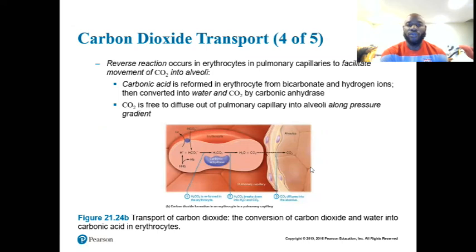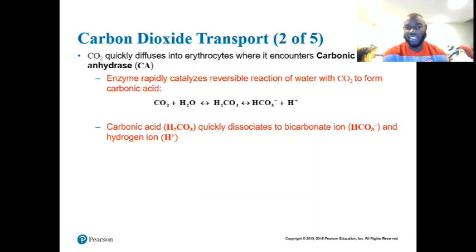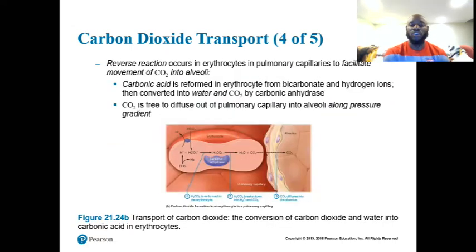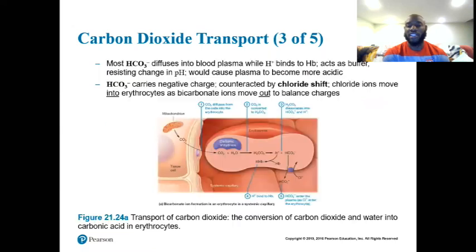Carbonic acid is reformed in the erythrocyte from bicarbonate and hydrogen ions, converted into water and CO2. And CO2 can diffuse into your alveoli. What I want you to remember, not necessarily the whole equation, even though it is a good equation to remember because it is used in the body to help balance our pH. Remember, our body has to maintain that pH, and this helps balance it. But also just know that that's the way that carbon dioxide is transported.